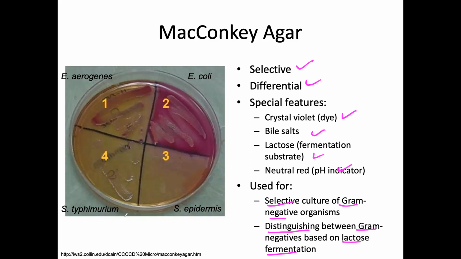So the gram negatives that can ferment lactose, the fermenters, turn the agar yellow. Those that don't, do not. It stays red.